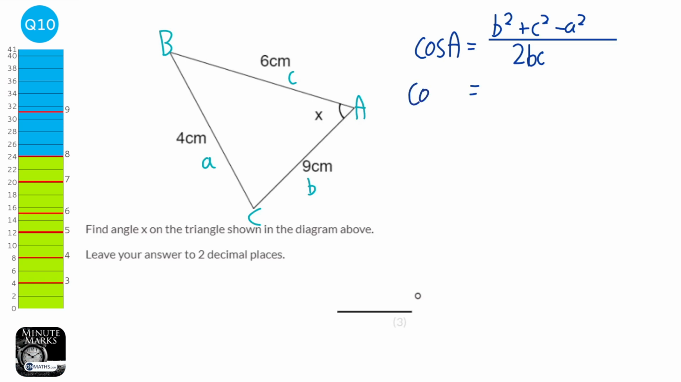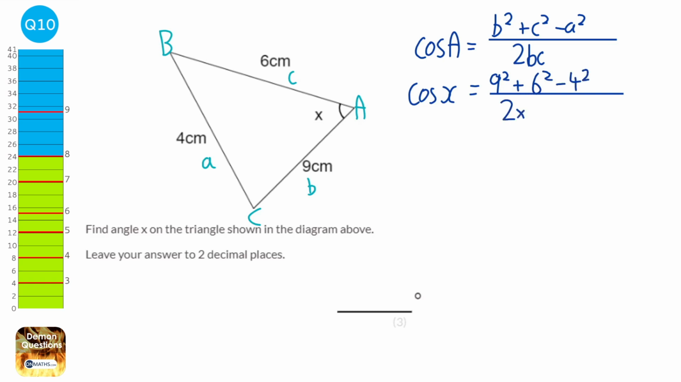So we're going to write it again, but this time with all of the numbers and letters in that are in the question. So instead of b squared, we've got 9 squared plus, and then the c squared is 6 squared, minus the 4 squared over 2 times b, which is 9, times c, which is 6. And when you do that on the calculator, you get 0.935 blah blah blah, but that's what cos x equals.